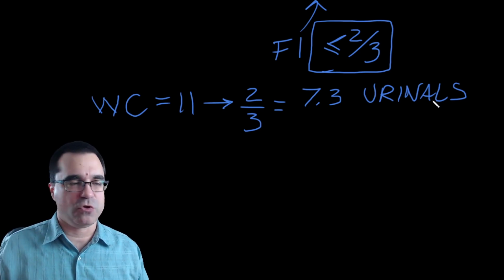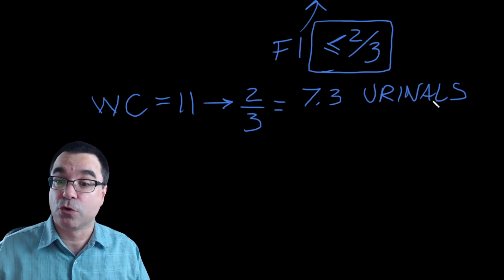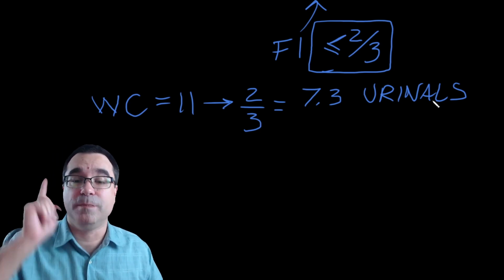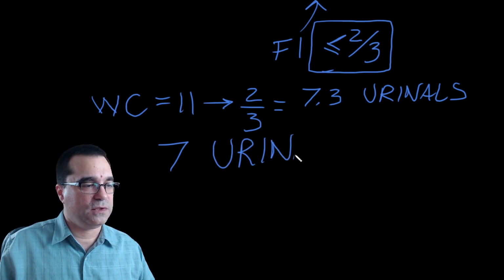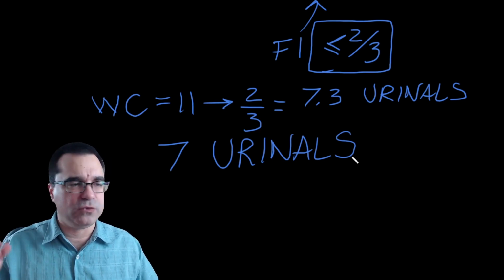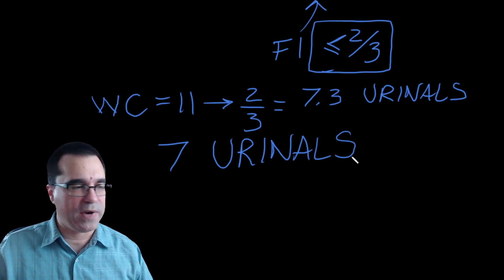Obviously, you can't have 0.3 of a urinal. So how many urinals is this going to be? It's going to be 7 urinals because you round down. Why do we round down? We've been rounding up so far. Why do we round down?